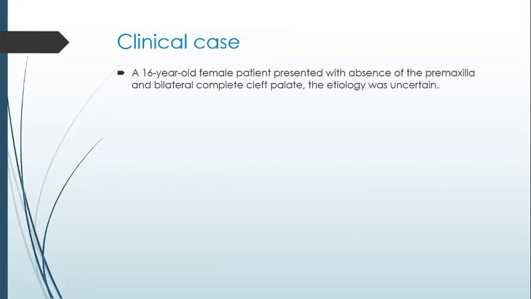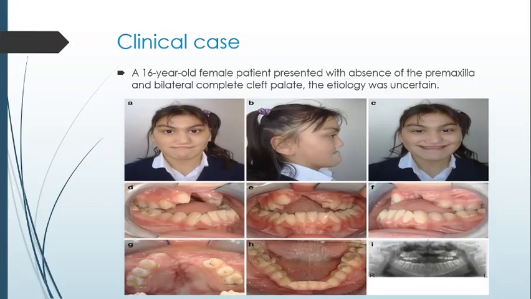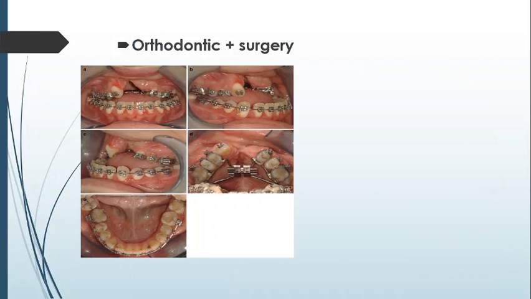Another case, a 16-year-old female patient presented with the absence of the premaxilla and bilateral complete cleft palate. We can see here the absence of the premaxilla. The management of this patient included ortho, surgery, and prosto treatment. They started with the ortho treatment.